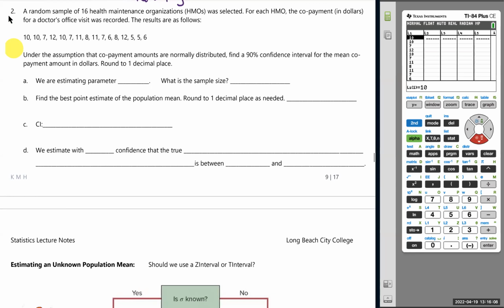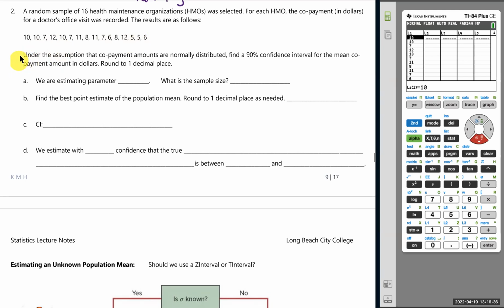All right, so we're going to take a look at a problem with data, and these are a random sample of 16 HMOs. For each of these HMOs, they recorded the copayment in dollars for a doctor's office visit. If we're given the data, we're going to enter that data into our calculator. I generally just use the first list. So we've got our data.